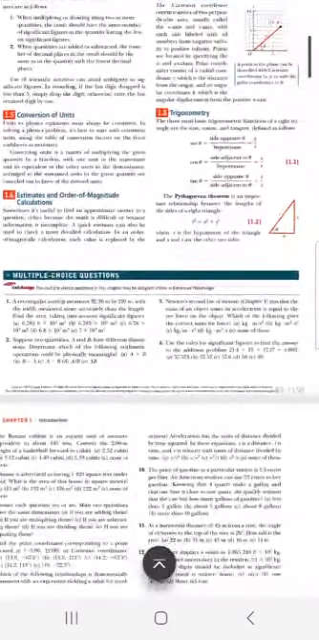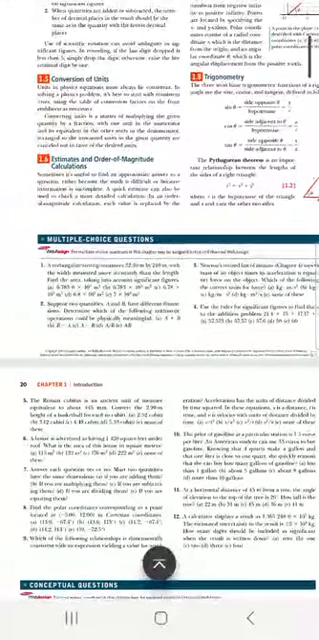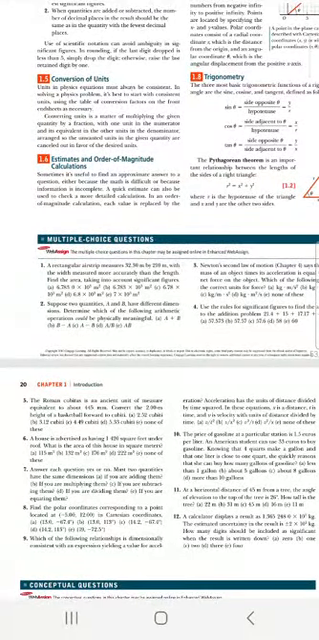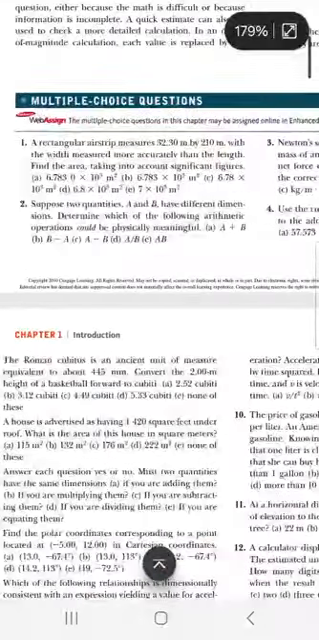You'll find it at the end. For example, this is on page 20. It's basically at the end of each chapter you have multiple choice questions. So let's start with question number 1.